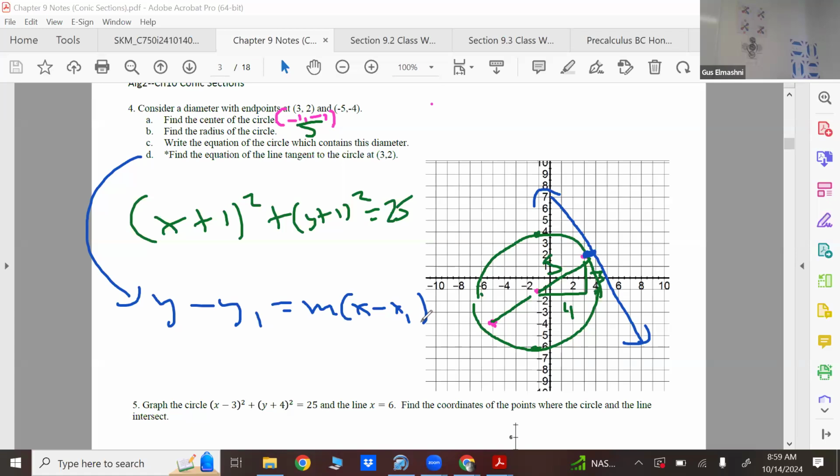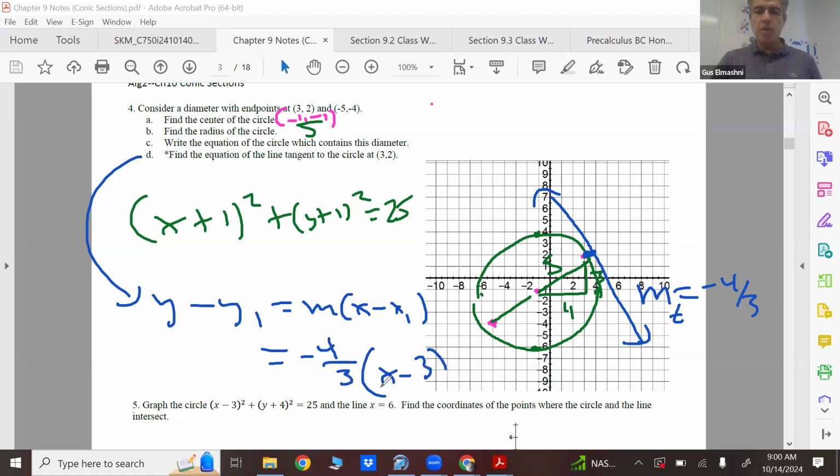Well, what's the slope of the radius? That was up 3, over 4, so 3/4. So what's that blue line? Negative 4/3, exactly. So that slope is negative 4/3. I'll call it m_T for slope of the tangent. So y minus 2 equals negative 4/3 times (x minus 3).